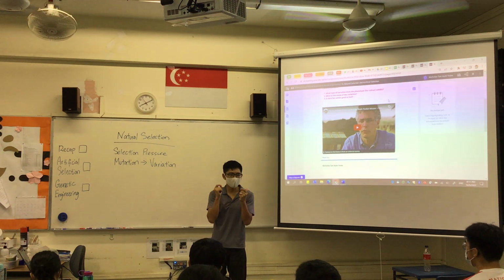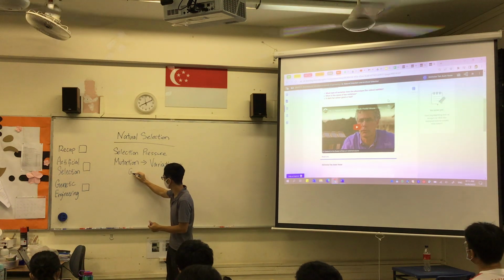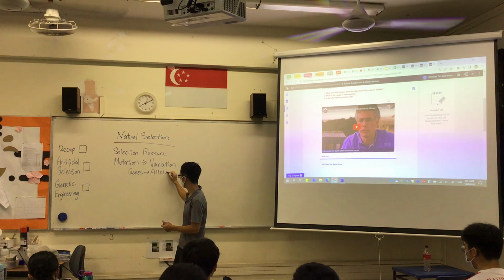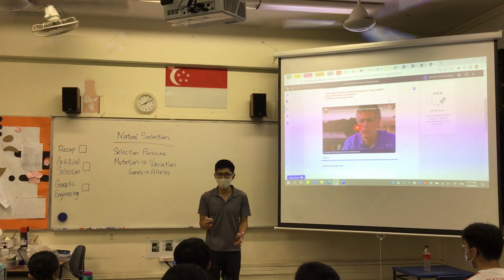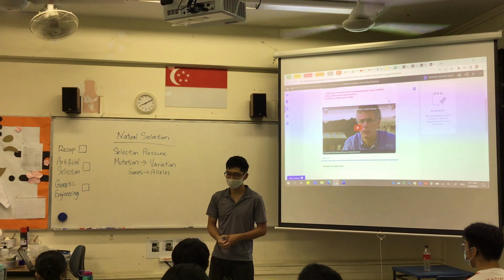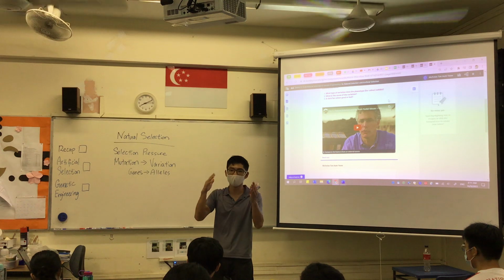On a genetic level, we are really talking about genes and alleles. Every allele is but a variant of the original gene, just like how blood type O was the original.